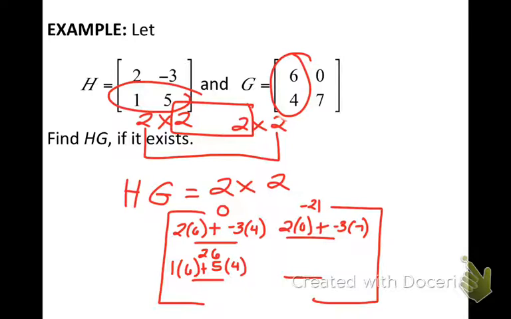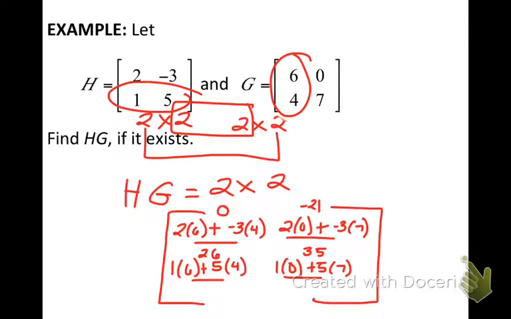What's the last one going to be? 1 times 0 plus 5 times 7, which is 35. So notice that your row numbers are consistent. My row of my first is 2, -3, 2, -3, 1, 5, 1, 5. And then my columns for the first, 6, 4, 6, 4, are together in a column. 0, 7, 0, 7 are together in a column.